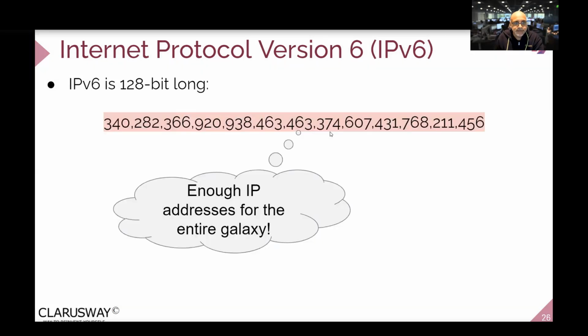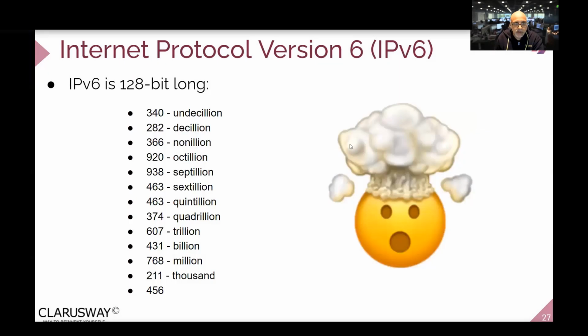IPv6, instead of 32 bits long, is 128 bits long. So if you do 2 to the power of 128, this is the number you come up with. And if you want to know how to say it, you need decilong. Right now we're in the 4 billion range. By using IPv6, we introduce orders of magnitude more IP addresses.